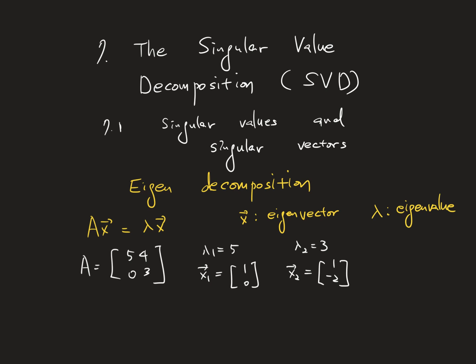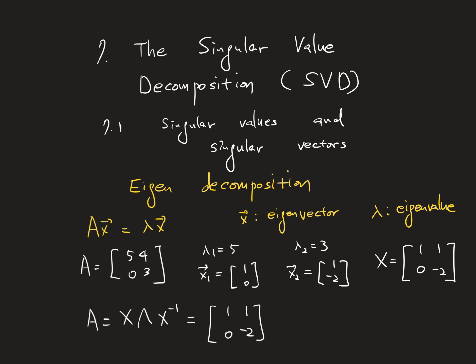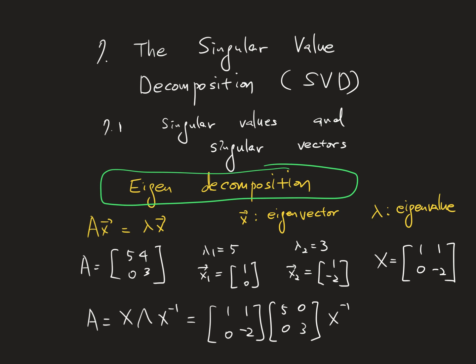So we can make the eigenvector matrix like this, [1, 1; 0, -2]. And we can write A is equal to X lambda X inverse, which is [1, 1; 0, -2] times [5, 0; 0, 3], and I don't know X inverse here. But anyway, this is the eigen decomposition of matrix A.